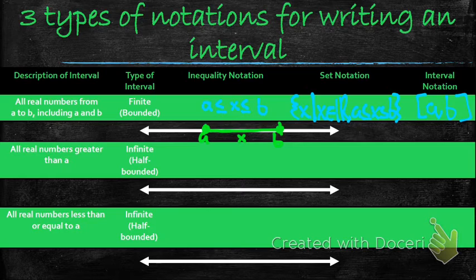This next example says all real numbers greater than A. So on a number line, let's put A somewhere, anywhere on here, and we want to talk about all real numbers greater than A. So what would be bigger than A, the left or the right of this number line?